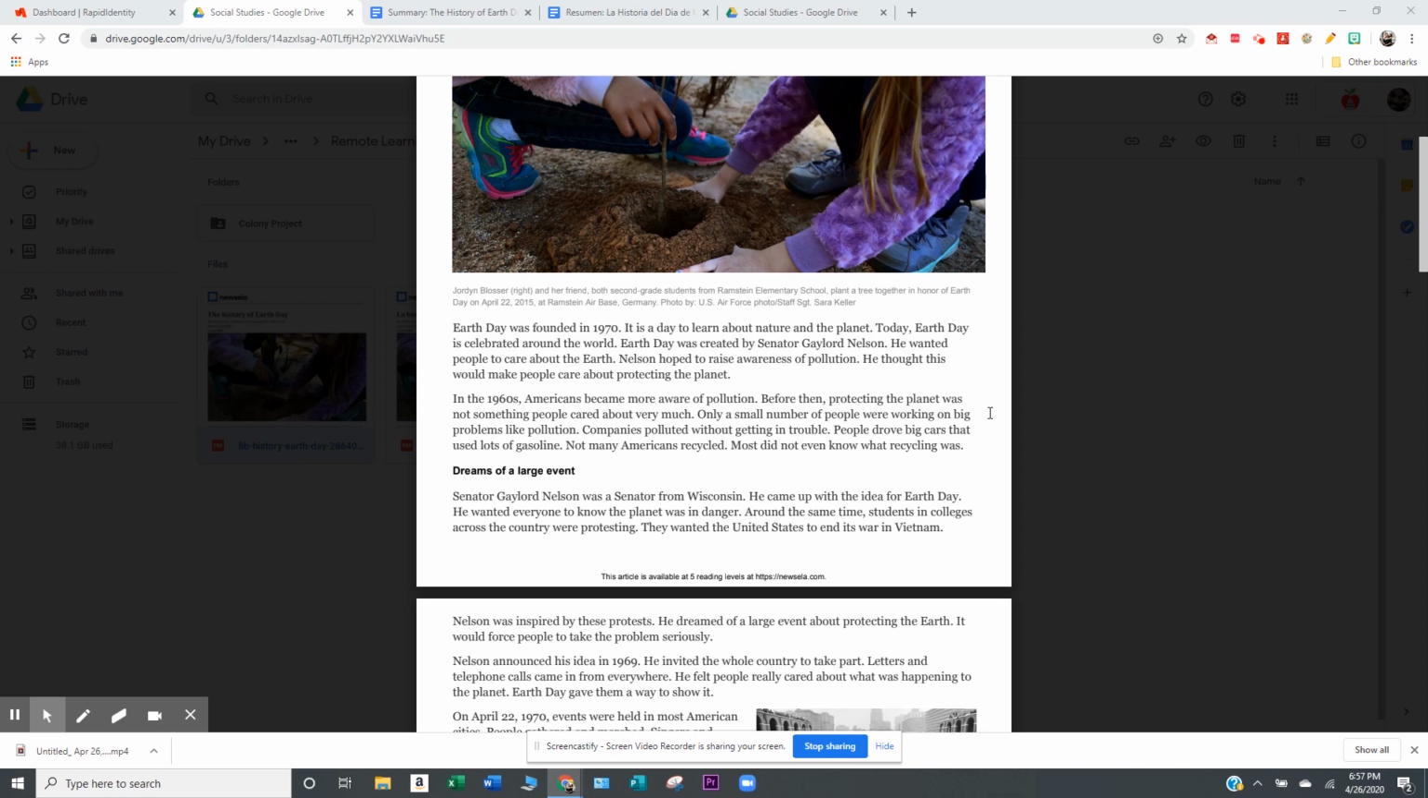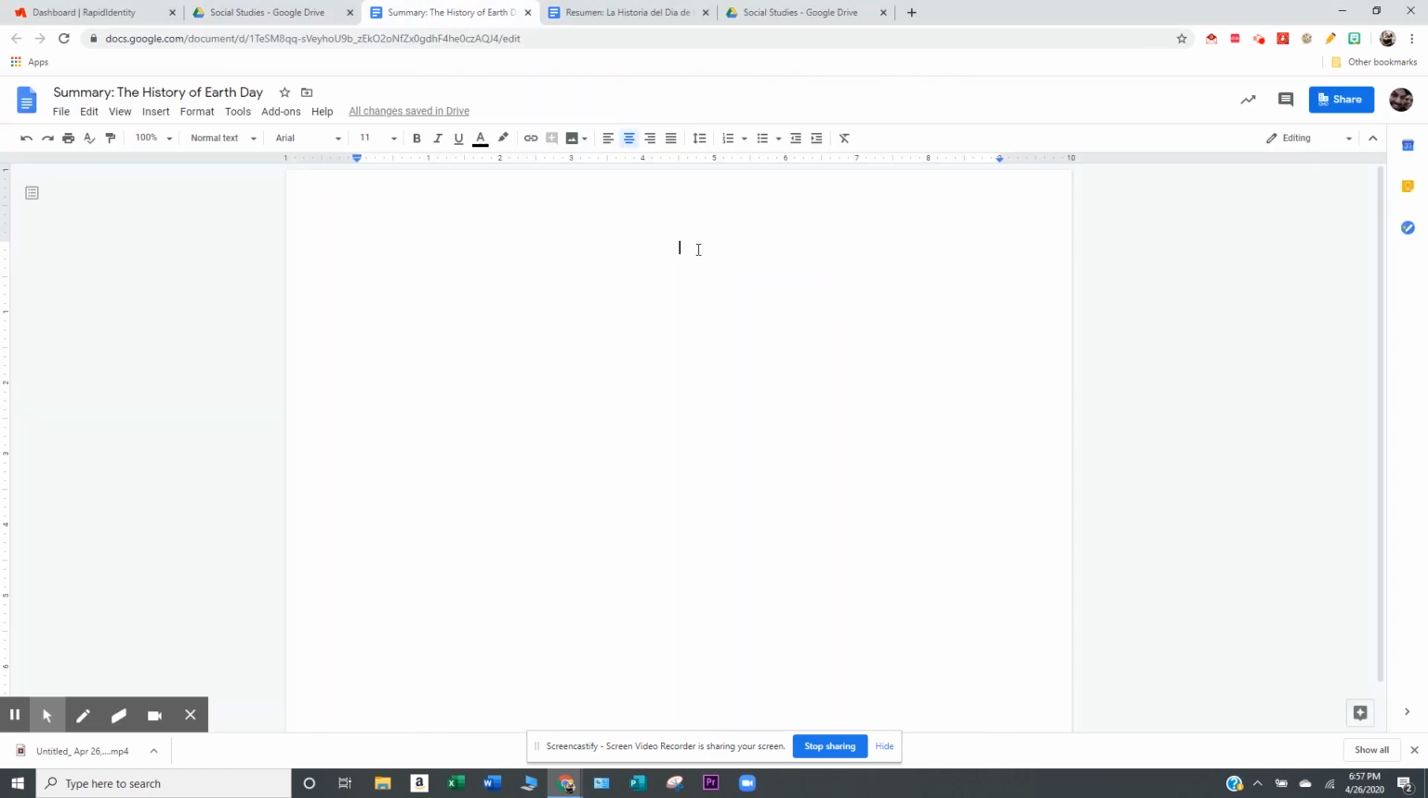So when I want to summarize this entire section, I want to do a main idea. What did I learn? What did the author want to convey? In this first section, we learned that Gaylord Nelson made up Earth Day as a way to get people to want to take care of the planet. Why did he do this? Because people didn't know anything about taking care of the planet and they were polluting. So I'm going to put that in my main idea sentence.